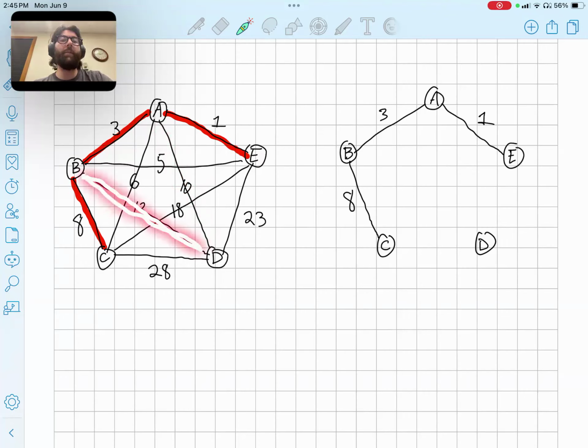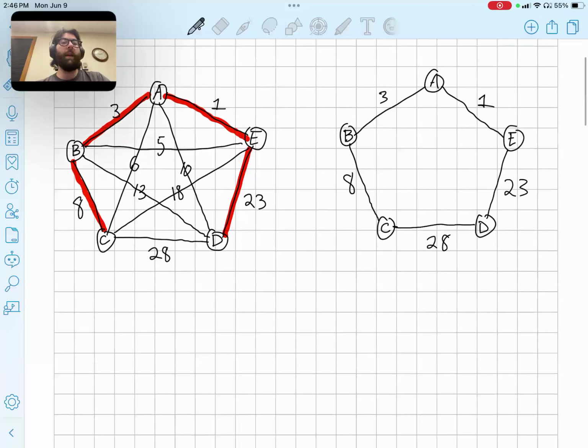But I can't pick that because B already has 2 highlighted edges connected to it. So then the next best after 13 is 18, which again would close off this circuit and leave D hanging. So I can't do that. And so next best after 18 is this 23. So I'll highlight it. That doesn't break any of my rules. Okay, and now I have a path, and to finish this path, I'm just going to connect C and D with this 28.